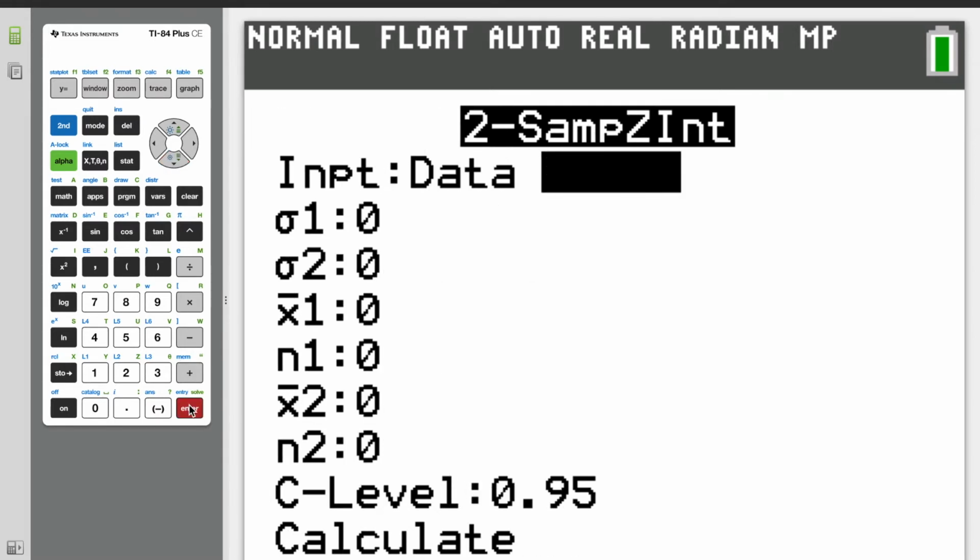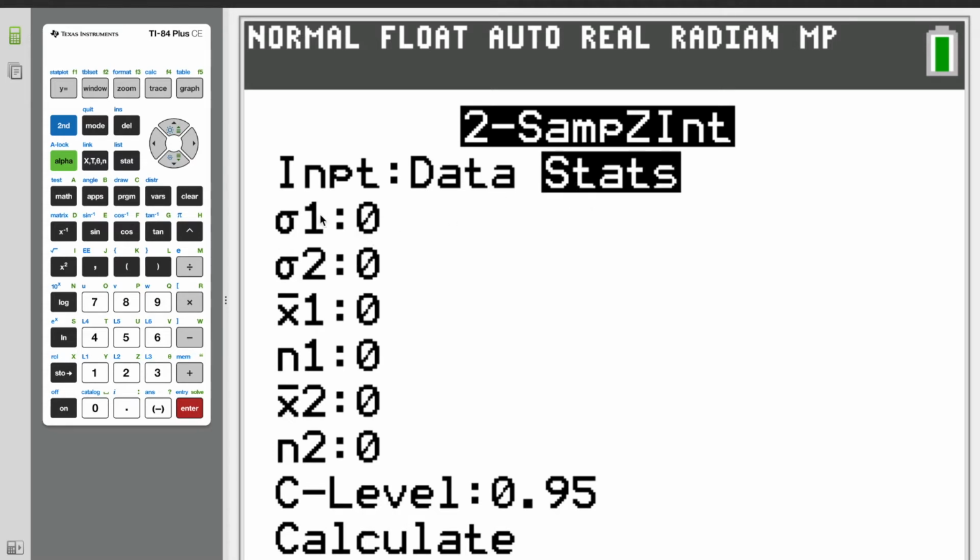And so in these problems, if we use our Stats option, you are given 2 sigmas. You're given x bar 1 and n1 and x bar 2 and n2. And so this is where you know your population standard deviations.